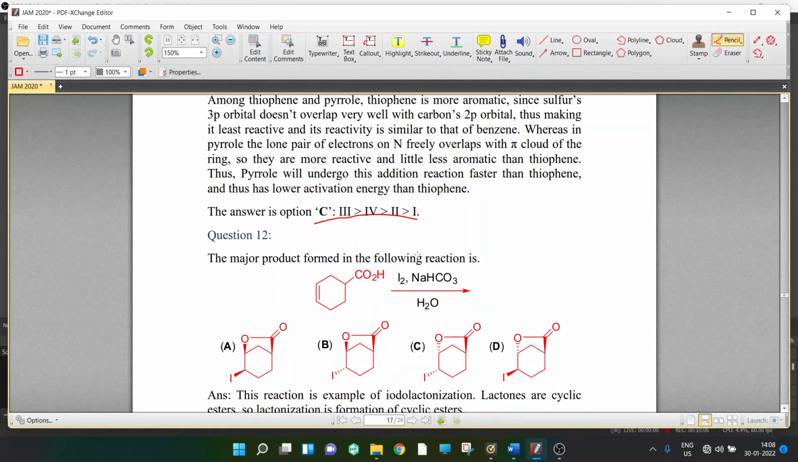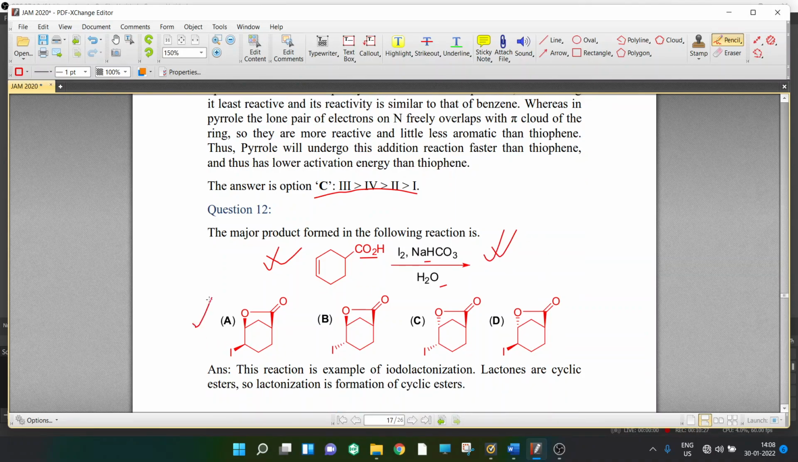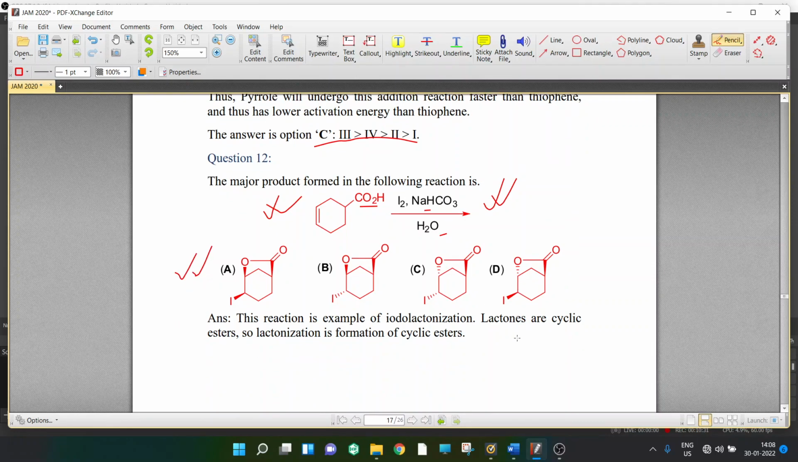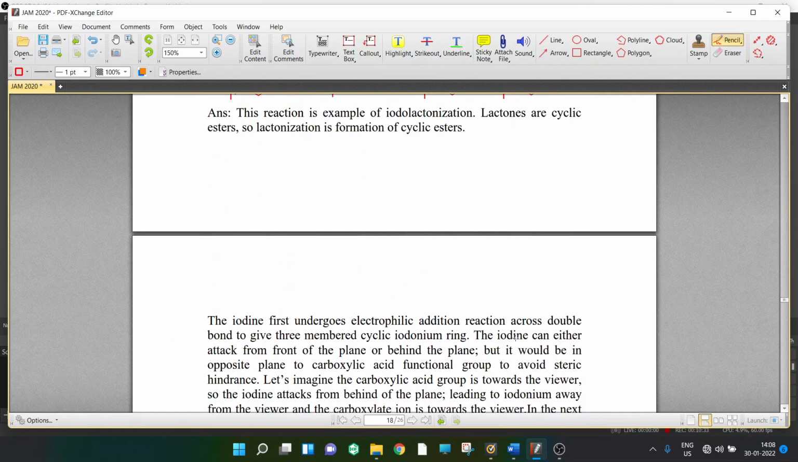Right. Moving on to the next question. The next question is, major product formed for the following reaction is. So we have this alkene, and then cyclohexene, on that we have COOH, and we have I2, sodium bicarbonate and water. So it is a very simple reaction of iodolactonization. So they are giving you this product. They are looking at how good you are at stereochemistry, right? Let's move ahead. We'll go step by step.